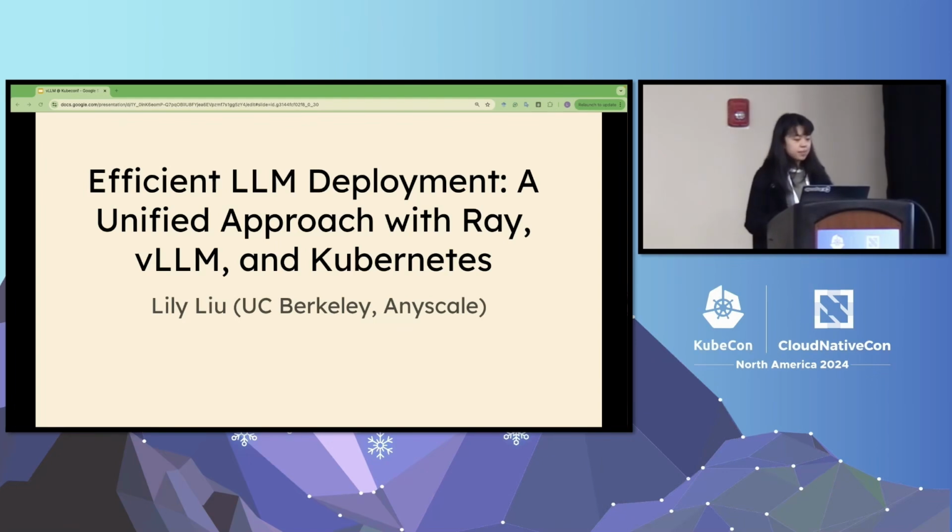So today, I'm happy to give you the talk about efficient LLM deployment, a unified approach with Ray, vLLM, and Kubernetes.